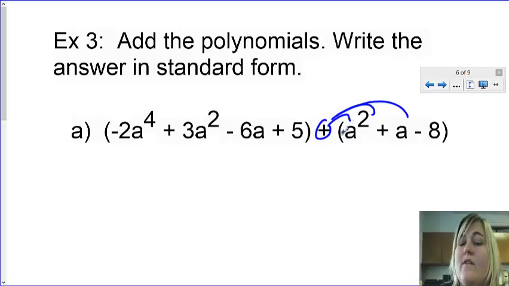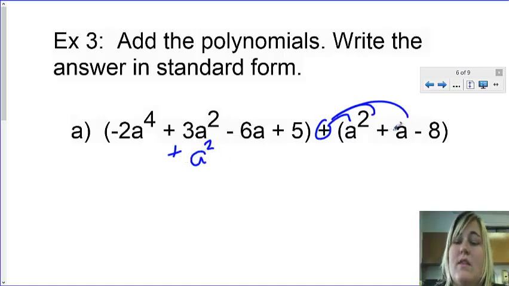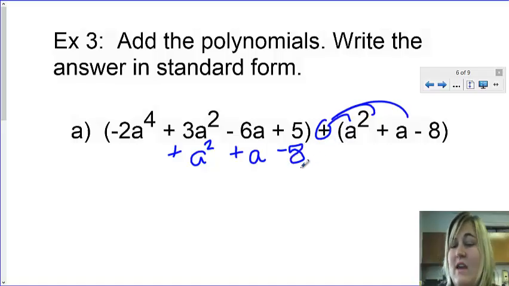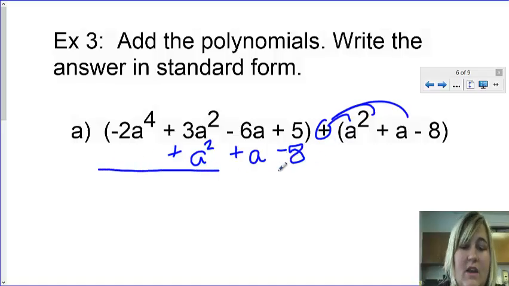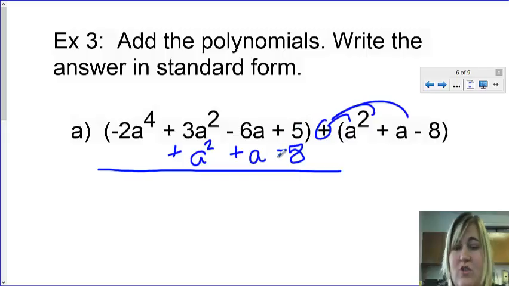Okay, so I have a squared, which I need to stack under its like term, which is going to be 3a squared. So I put plus a squared right under that. Then I have plus a, so I'm going to put that under the negative 6a, which is being added here, so I put plus a. Then finally I have negative 8, which is like terms with 5, which I just wrote a 5, so we'll make it an 8. And then I just underline it and I add or subtract whatever it says to do.